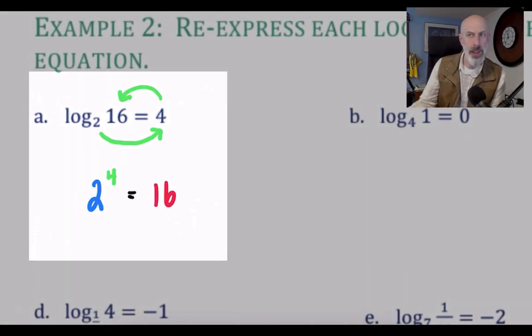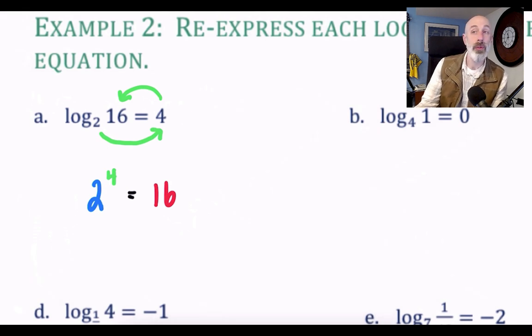And like I said, once we get it written, it starts looking more familiar. Oh yeah, 2 to the 4th is 16. So I know I rewrote it the correct way. You can use this to check your previous answers.